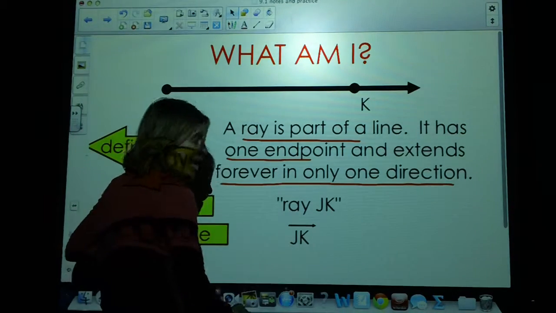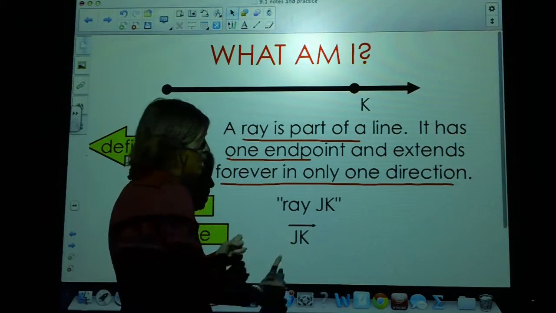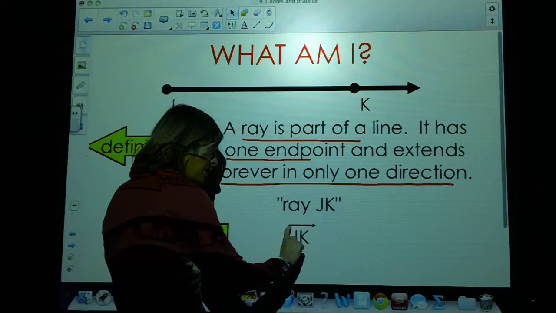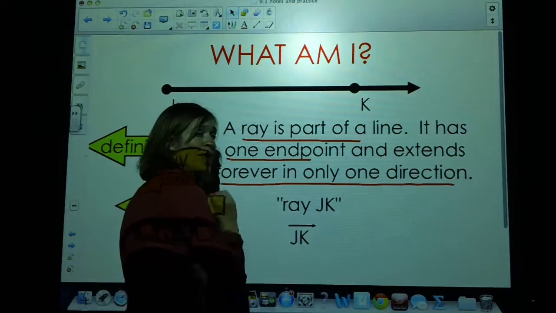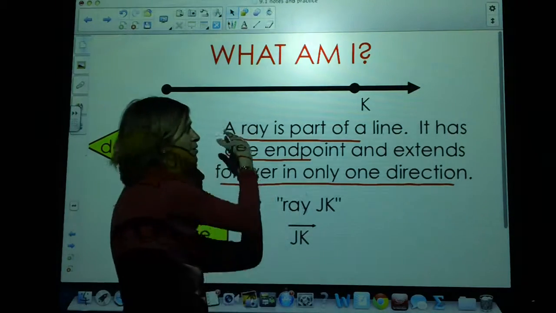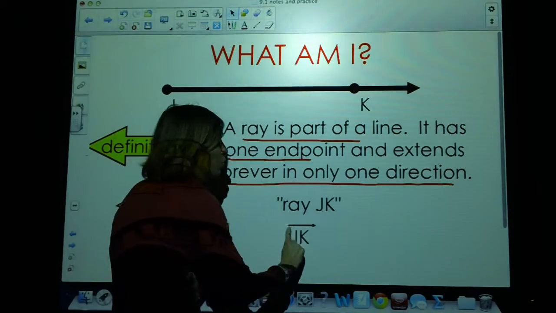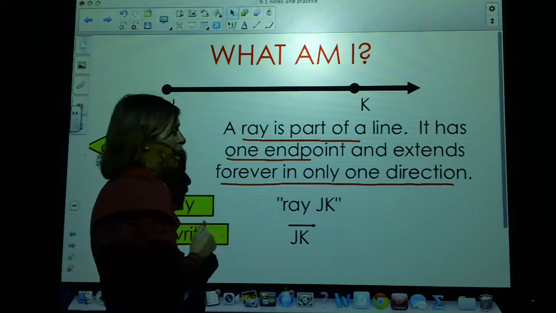The endpoint actually has to come first, okay? J and K. And we draw a line over it with an arrow. The arrow will always point to the right, even if the ray is going in funny different directions. We're always going to point it to the right. And that would be ray JK.